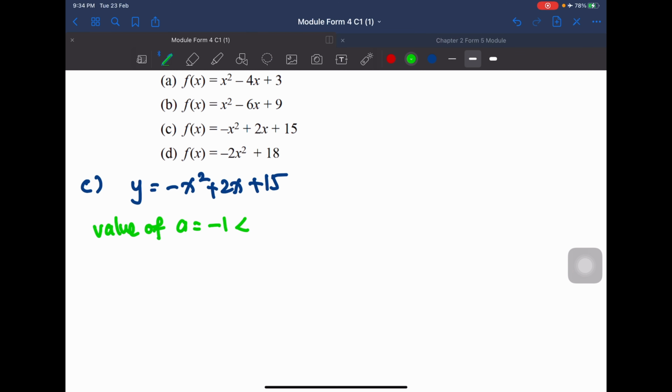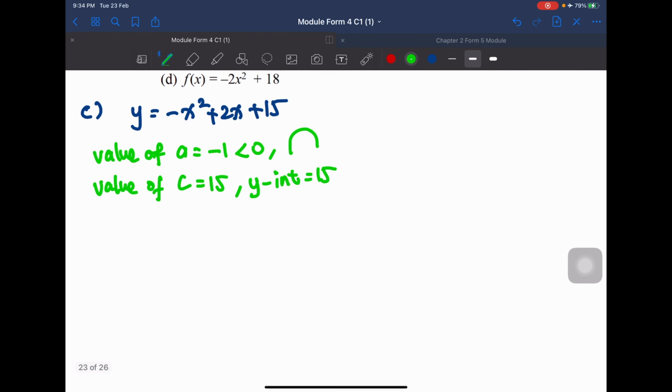Negative 1 is less than 0. So shape kita sedih. Itu yang kita kena tahu. Yang penting, bentuk dia sedih. Next, kita ada value of C. Value of C is equals to 15. It means that y-intercept is 15. Okay, sekarang macam mana kita nak mencari roots bagi graf yang sedih ni?